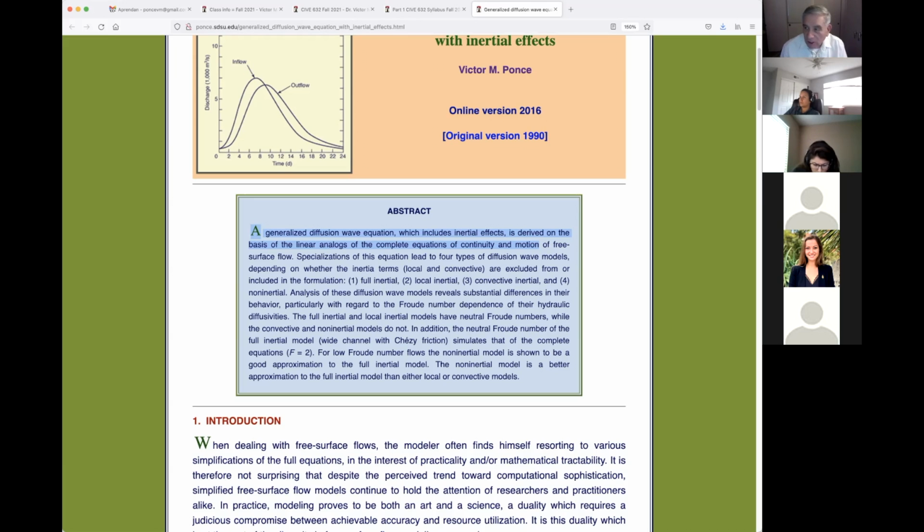In other words, the diffusion wave considers the pressure gradient and the generalized diffusion includes inertia. That means it includes the 2 components of inertia. So we're talking here about 3 terms: pressure gradient, convective inertia, and local inertia. The question first that we should answer is, why 2 inertias? There is only one law of inertia from Newton.